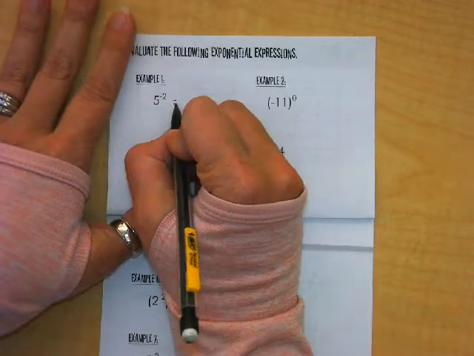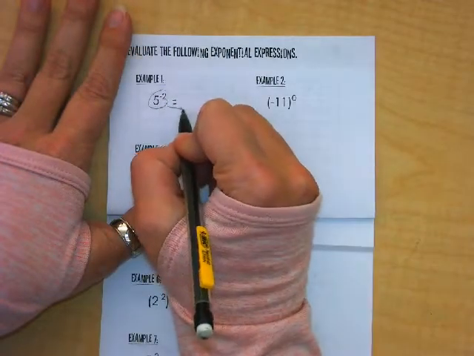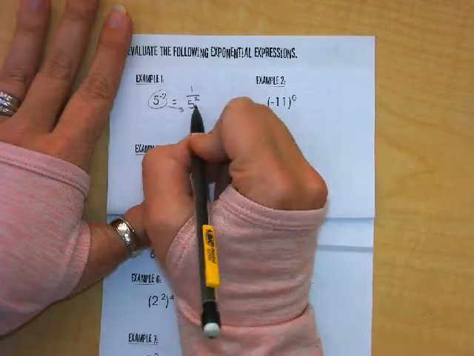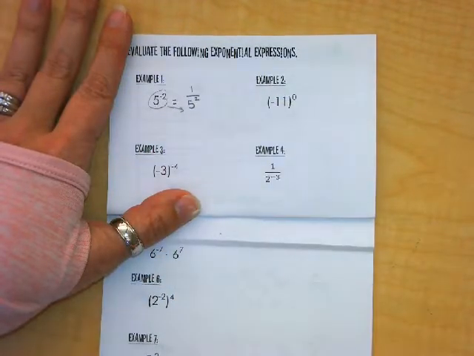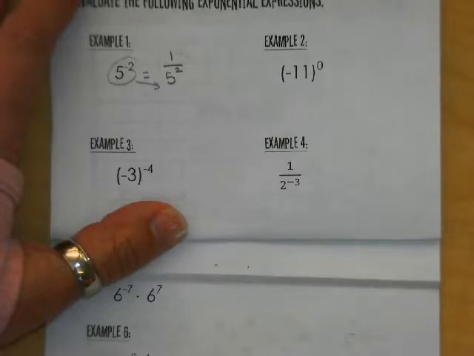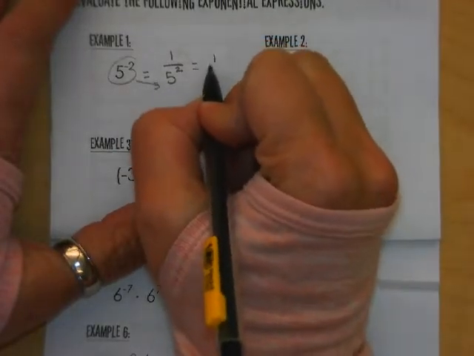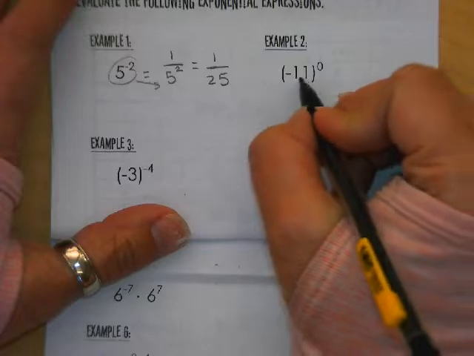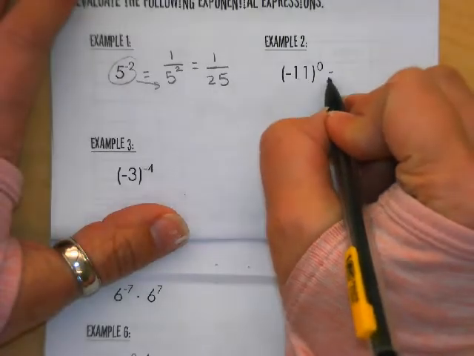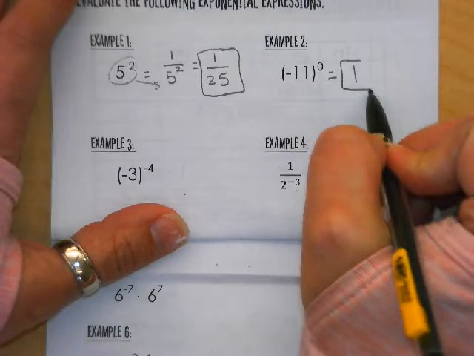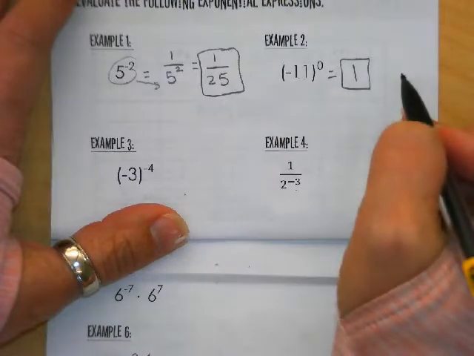So this is a negative exponent, so it is going to go in the bottom. So we're going to write 1 over 5 squared. Remember, when it goes to the denominator, that means that it is going to become a positive. So we could even simplify this to 1 over 25. Now this one's easy. Anything to the 0 power we said is just 1. Don't overthink it. It's just 1. Even though this is negative, it doesn't matter.